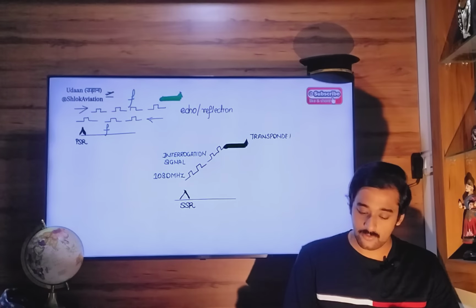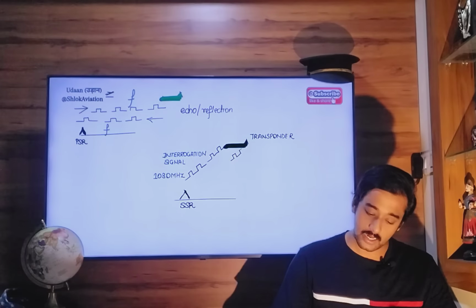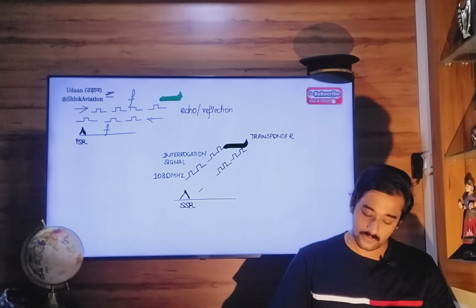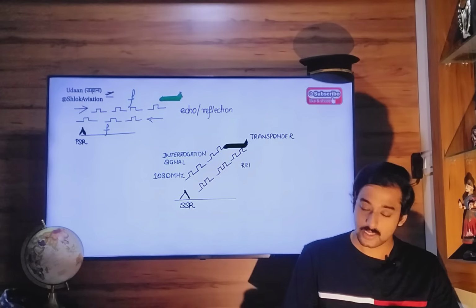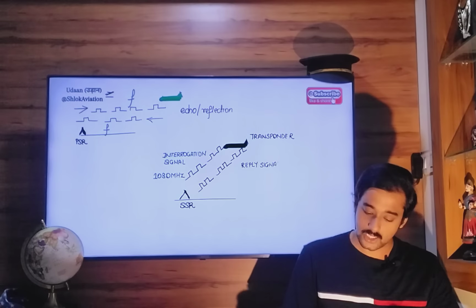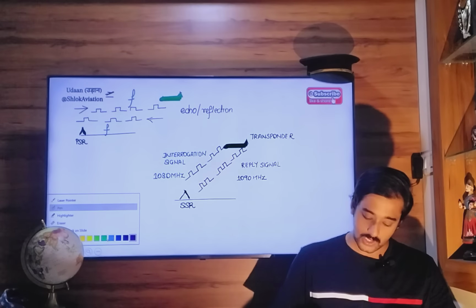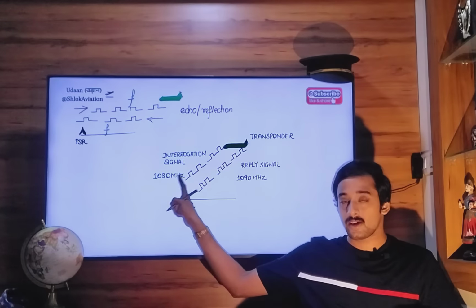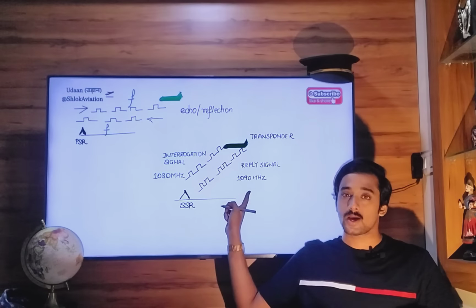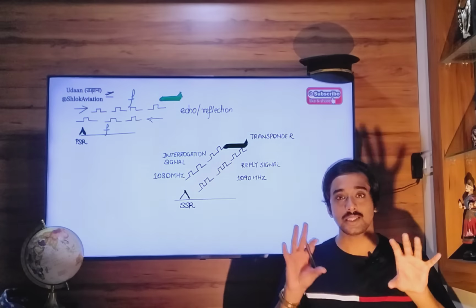The transponder equipment in your aircraft will reply to this interrogation wave by sending another signal down to that radar, and this signal will be called reply signal, and it will be transmitted on a frequency of 1090 megahertz. Okay, so this is the concept of secondary surveillance radar. The transmitted frequency 1030 will be different from the reception frequency 1090 megahertz. Okay, so this is the main difference between primary radar and secondary radar.